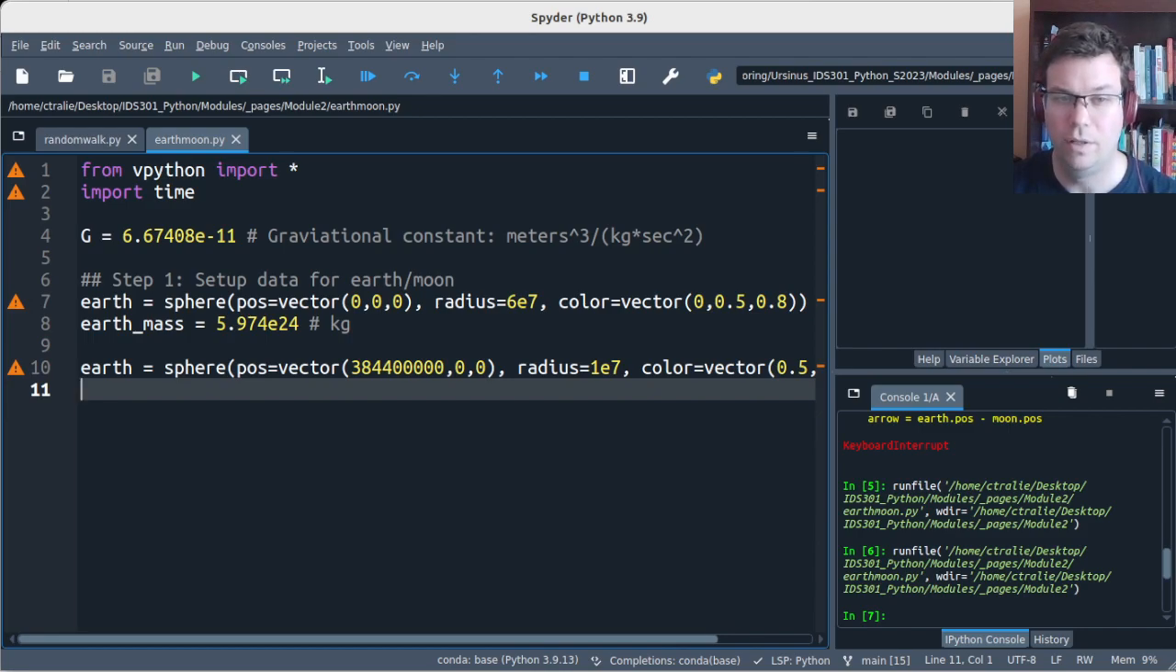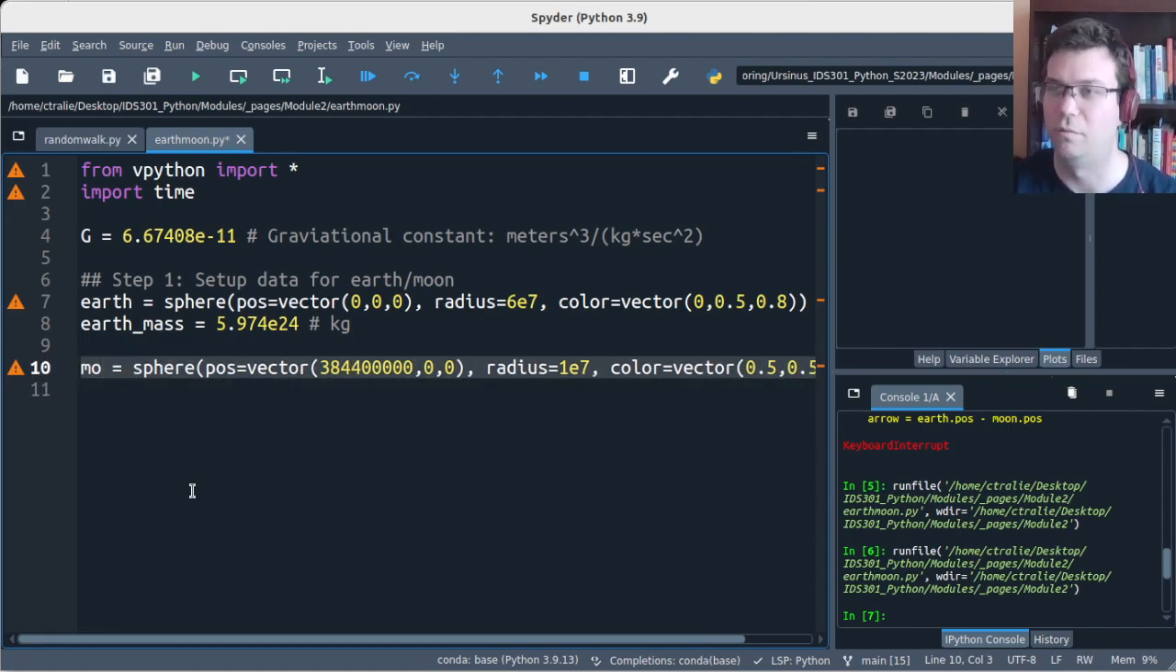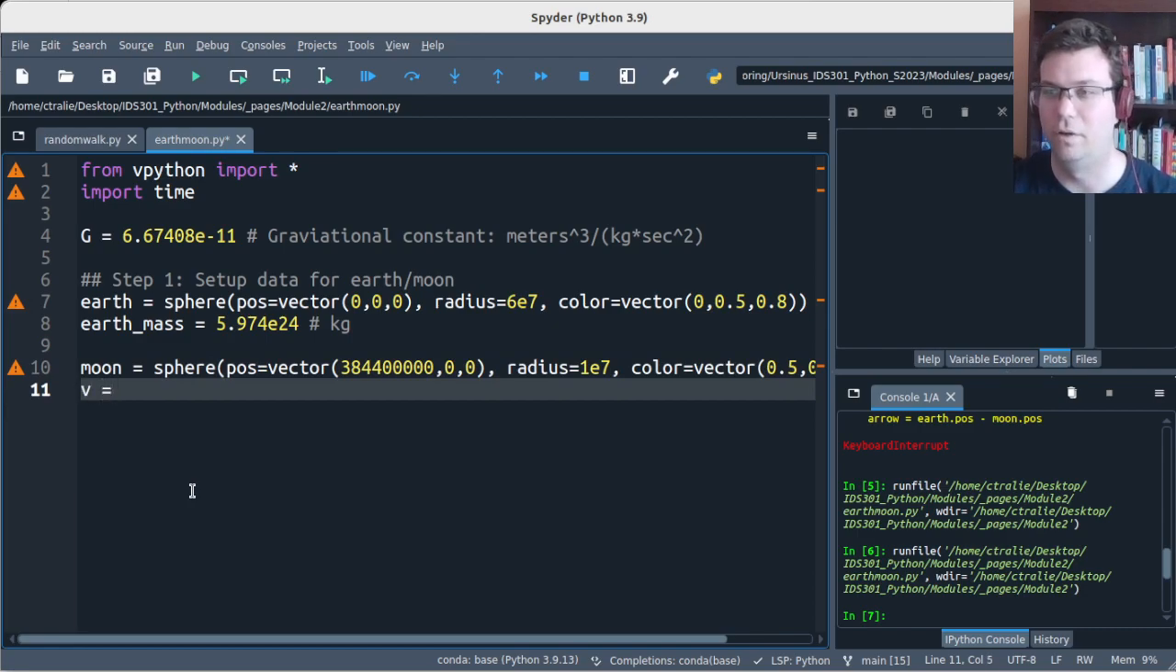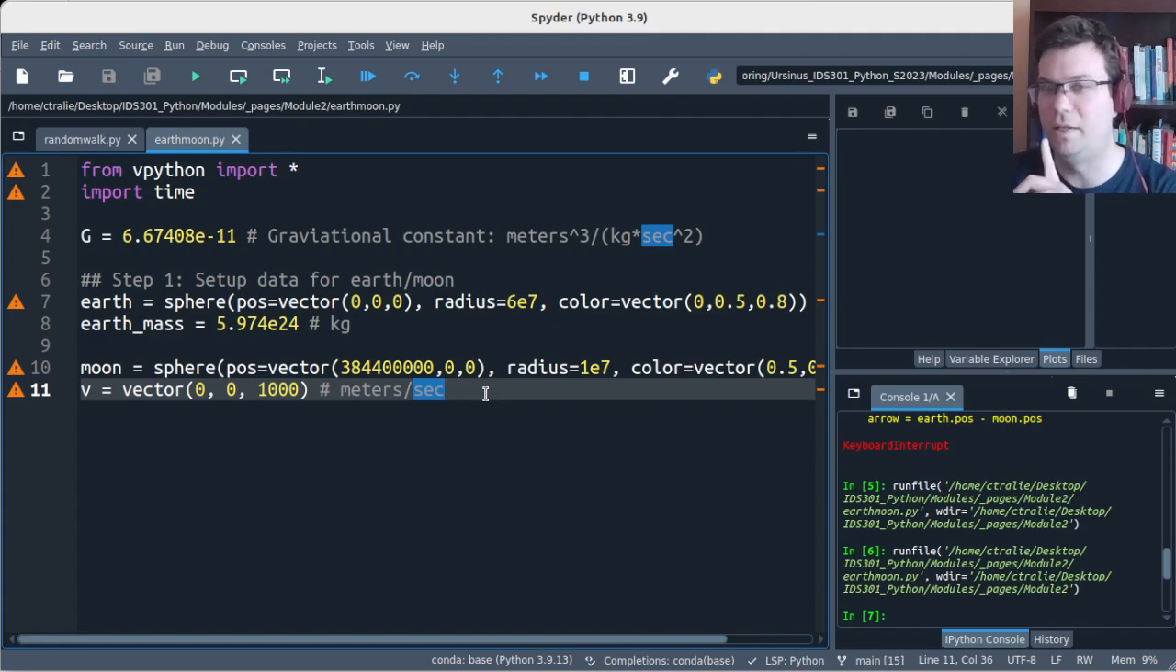Okay, so let me now set up the velocity of the Earth, or sorry, the velocity of the moon. I forgot to change this to be called moon. But I'll set up a vector called the velocity. And so I'll say the moon is going 1,000 meters per second. Now what's interesting about this is I actually have 3 numbers for the velocity of the moon. And that's because I can move in any of 3 axes directions. We start off moving fully in z at 1,000 meters per second, but that'll actually change a little bit over time.